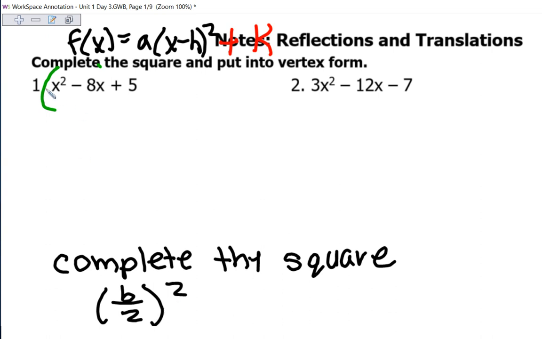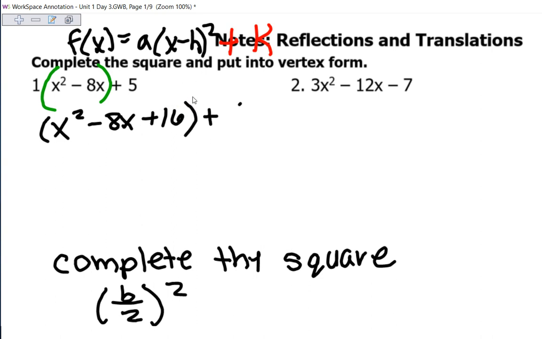And now we need to complete the square. Using this formula, what is the b value for problem 1? Negative 8. And what is negative 8 divided by 2? Negative 4, and negative 4 squared is 16. So I need to add 16 to that expression in order to make it a perfect square trinomial. And behind that we have the plus 5.